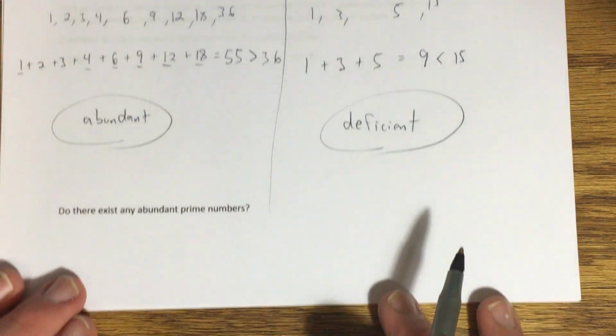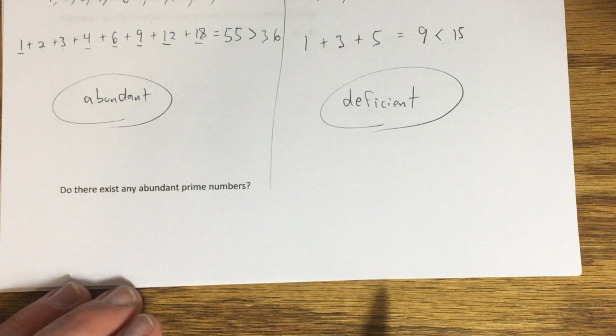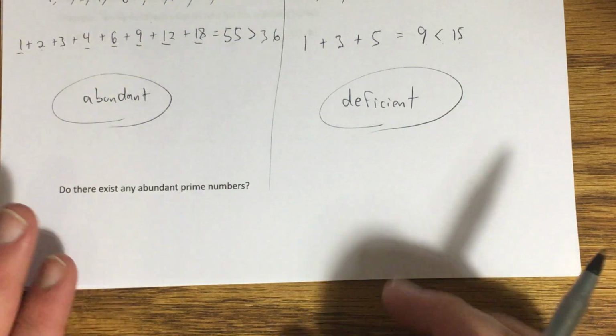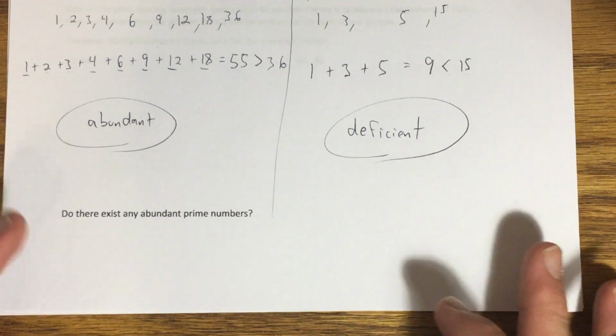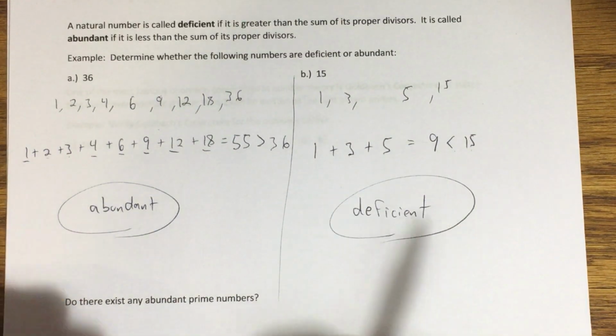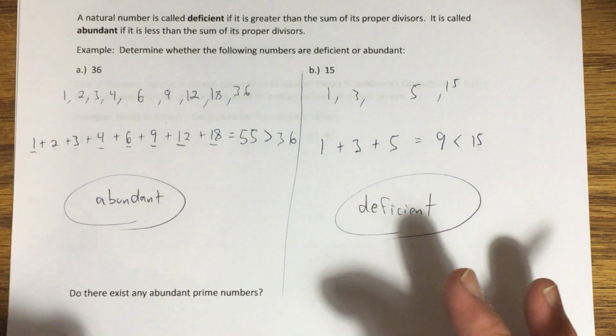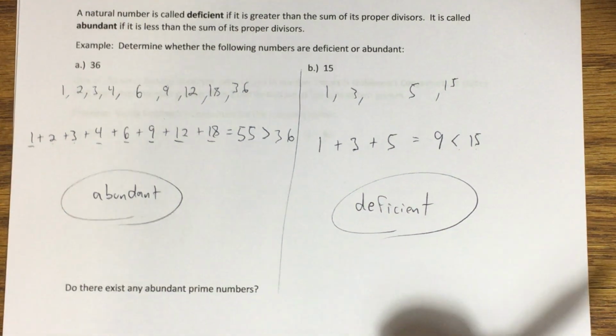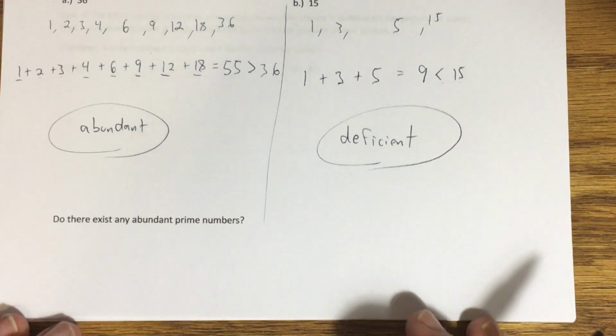Okay? Now here's a good question. Do there exist any abundant prime numbers? Based on the discussion that we just had, we should expect the answer to be no, because remember, abundant in a kind of intuitive sense means that a number has a lot of factors. But primes, by definition, only have 2 factors.